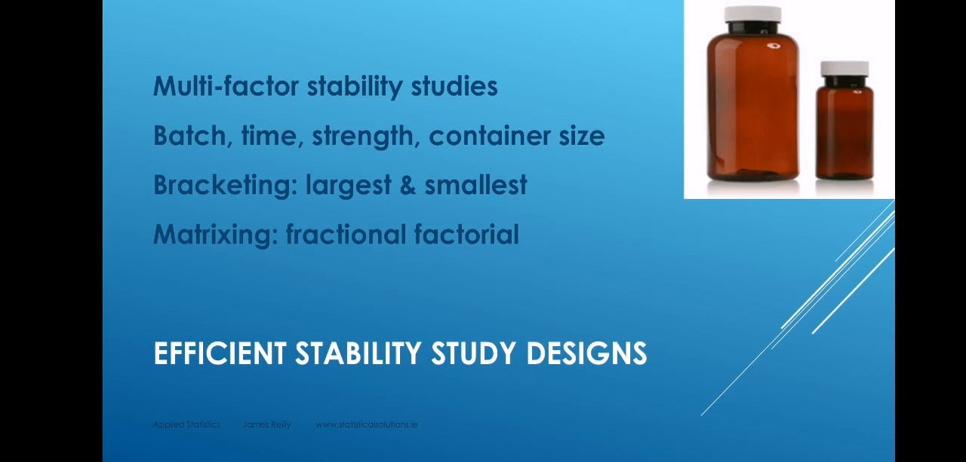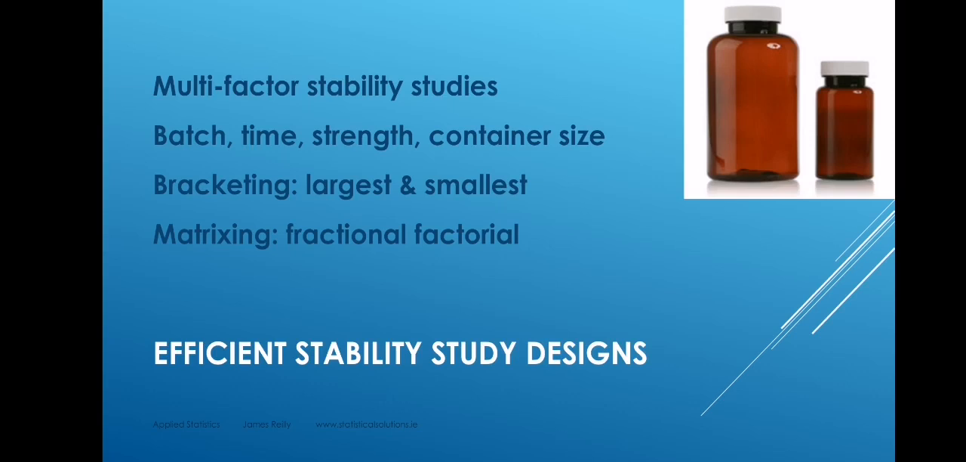But it is possible to include other factors. For example, along with batch and time, we could include strength. We might have paracetamol tablets that are 500 milligrams and some that are 400 milligrams and some that are 200 milligrams. So we could include strength as yet another factor that may affect degradation and setting of expiry dates. We could also include container size. We could have a large jar or a small jar of product. And it could happen that different expiry dates would be appropriate for the different container sizes. So we sometimes include these extra factors in a stability study.